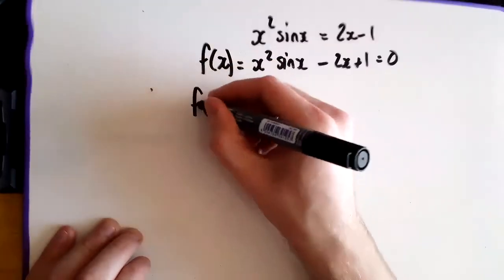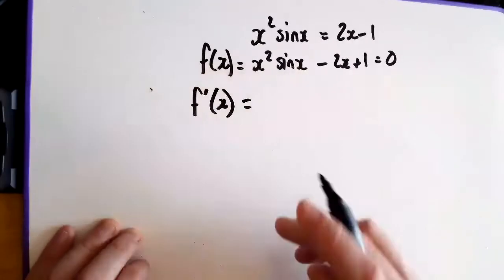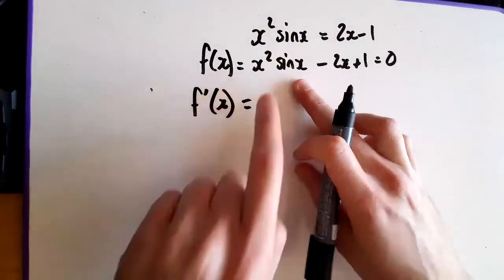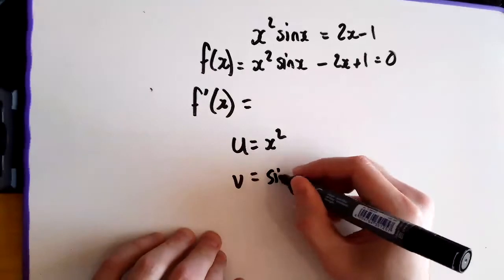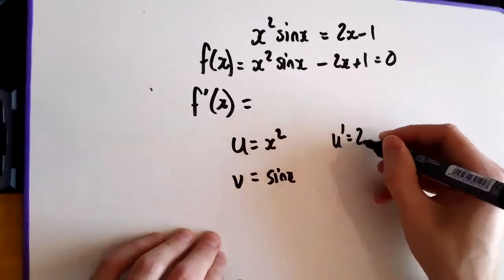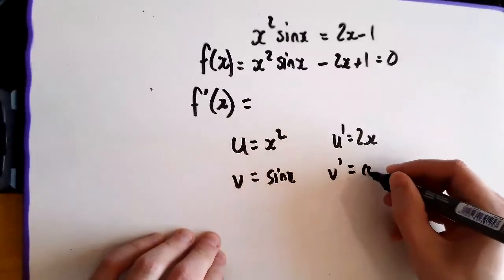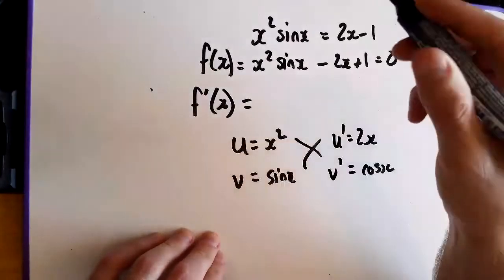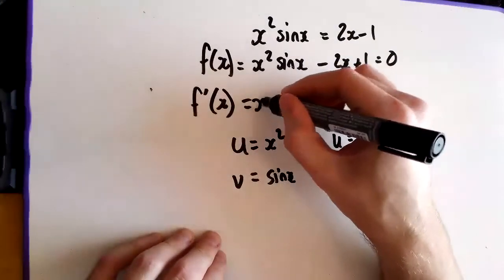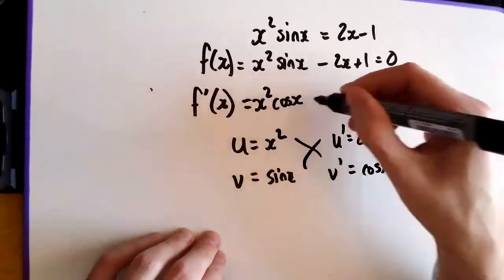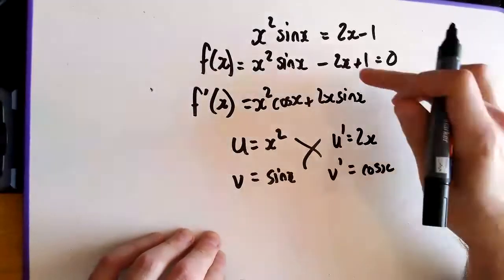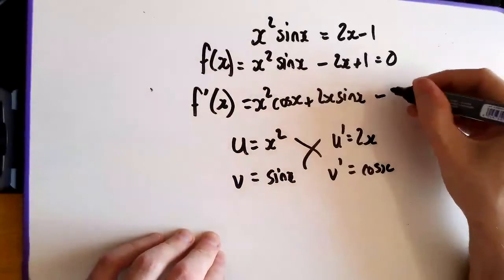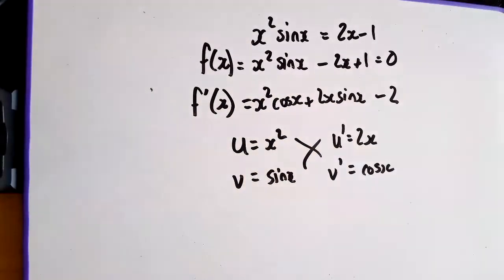So my derivative, well, for this first bit, x squared sine x, I'm going to have to use the product rule. So u is x squared, v is sine x, so u dash is 2x, v dash is cos x. Times them, so I get x squared cos x plus 2x sine x. Minus 2x differentiates to minus 2, and the plus 1 disappears.